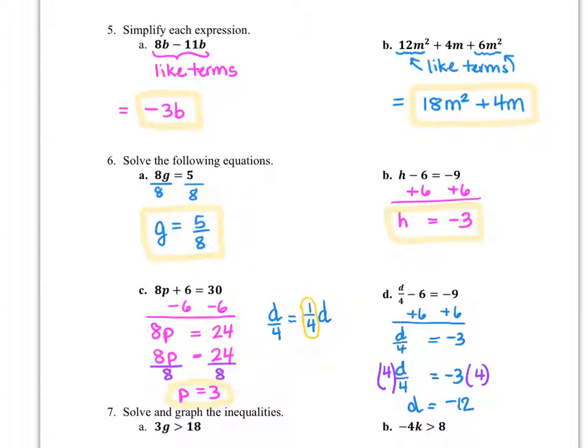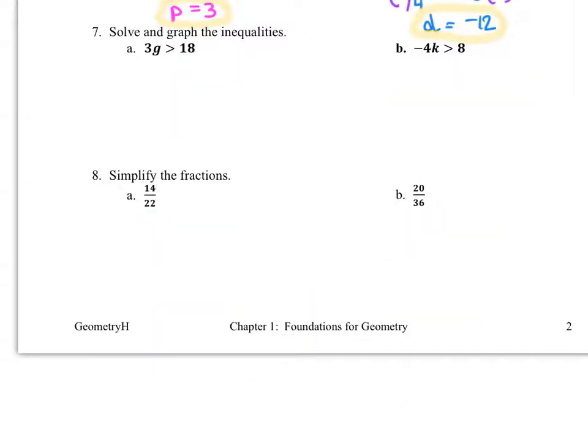And once again, hopefully you felt pretty comfortable with all of these. If you have any questions about any of these problems, bring them to class and or extra help. And let's move on to number 7. Number 7, A and B, we are being asked to solve and graph the inequalities. So just a little reminder, we're graphing those inequalities on a number line. So go ahead and work on those. Also work on number 8, where we're simplifying the fractions. We'll check answers in a minute when you turn the video back on. So turn the video off now and get started on 7 and 8.